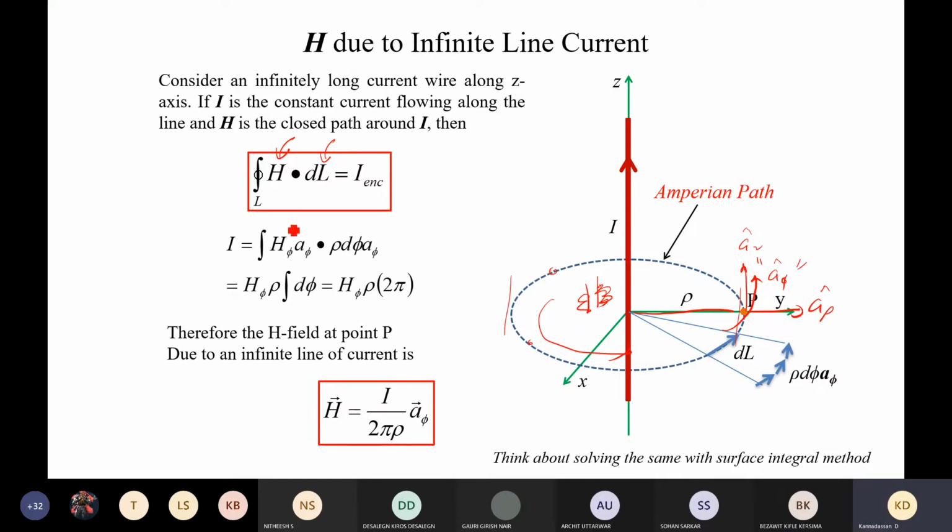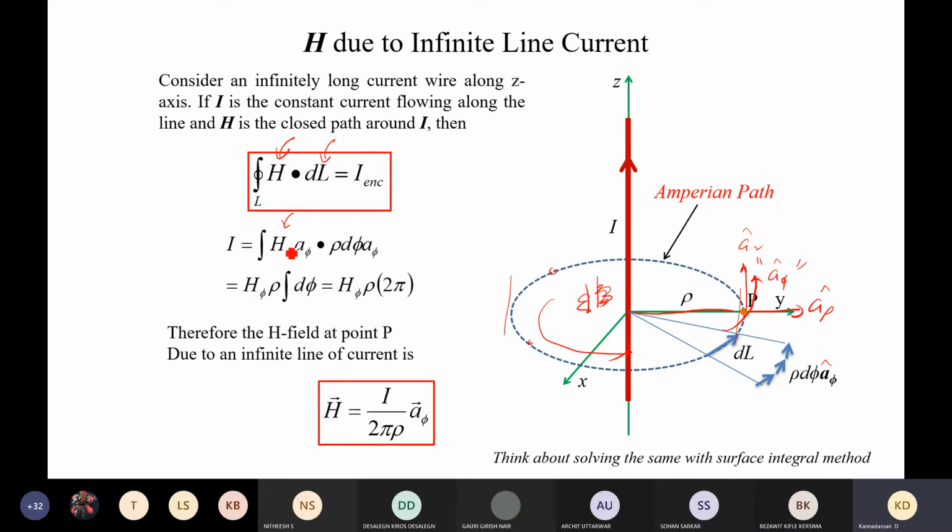Since I concluded that only the phi component is going to be available, I am choosing accordingly. Once that is done, I am drawing the Amperian path. Then for this Amperian path, I have to take the dl, a small portion. That dl can be calculated as rho d phi into the A phi vector.